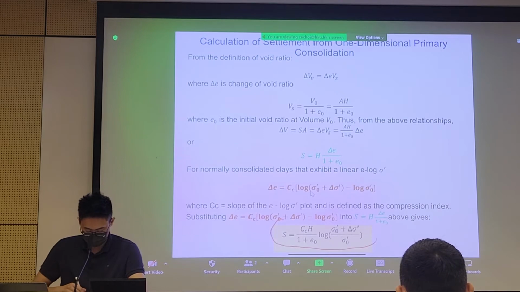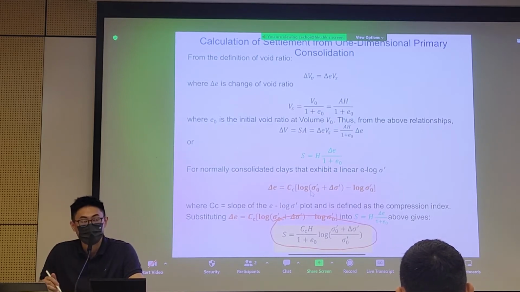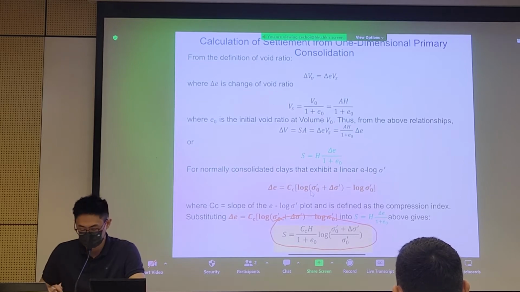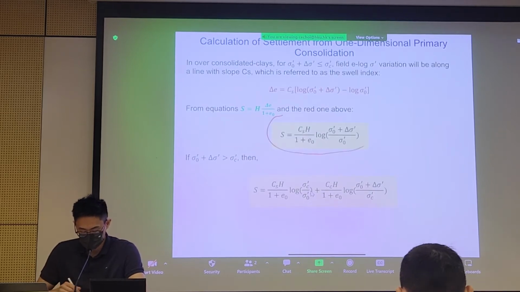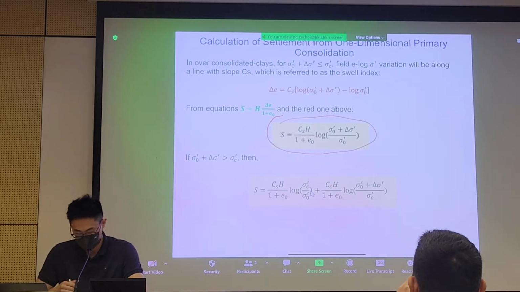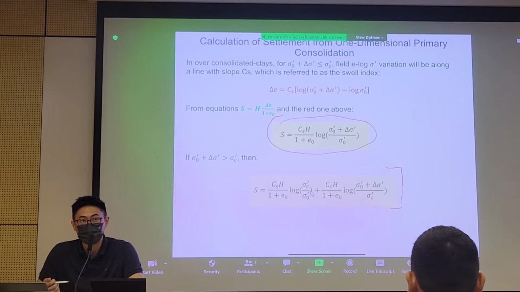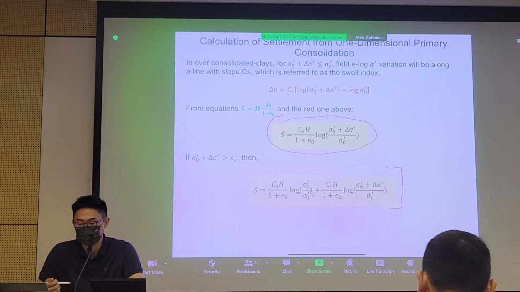This one is for describing the settlement as you're traversing along the normal consolidation line. This is the equation if you're traversing on the swelling or the loading, unloading curve. And if you are traveling from the loading, unloading curve onto the NCL, then you would use something like this.